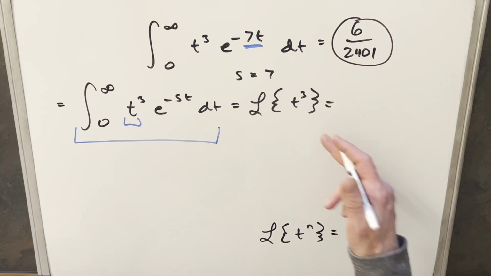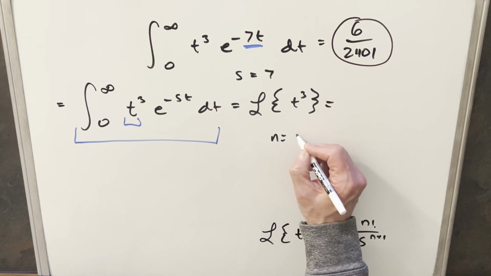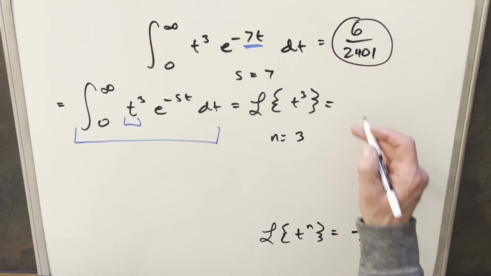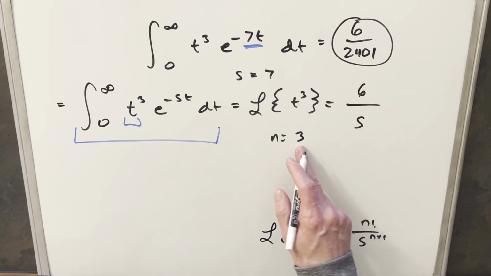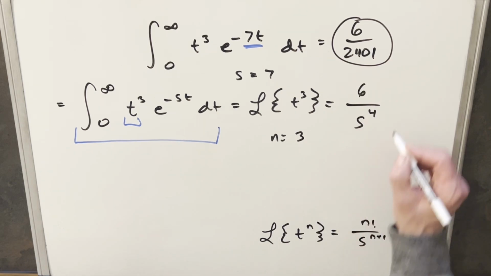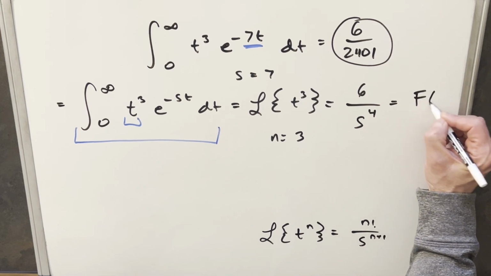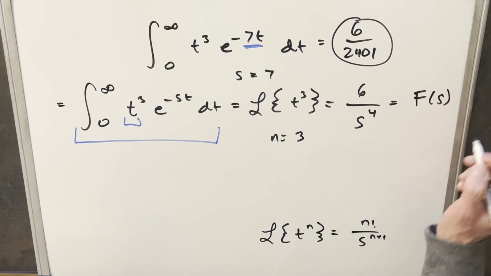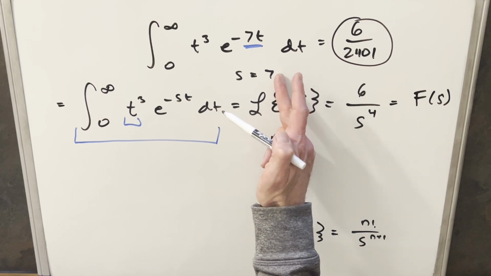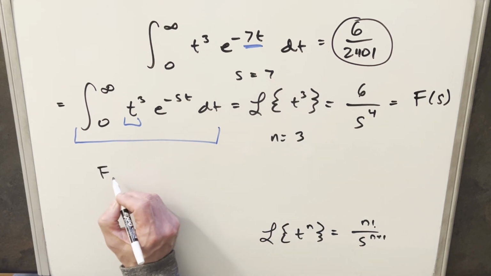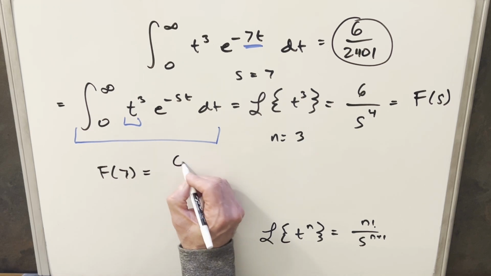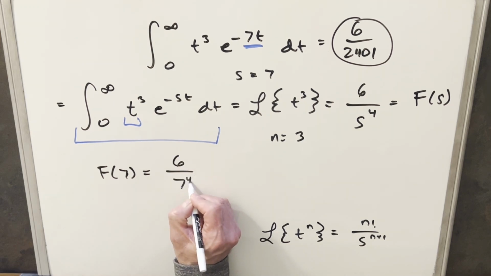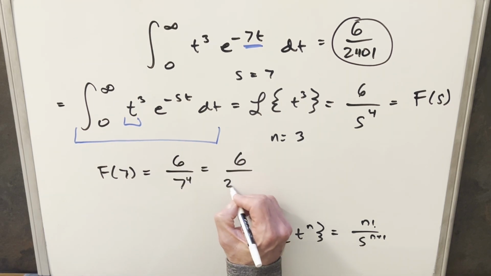So just using that, our n value here, n equals 3. So here we're going to have 3 factorial, or just 6, over s to the n plus 1, or 4. And so this is going to be our F of s value. This is going to be our solution for the Laplace transform. But then all we need to do is plug in our s equal to 7. We just need to find F at 7 using this formula. So we're just going to have 6 over 7 to the 4th, or just 6 over 2401.